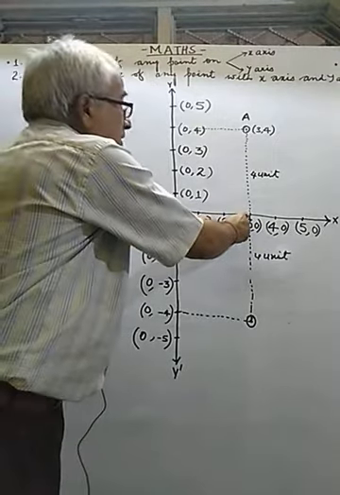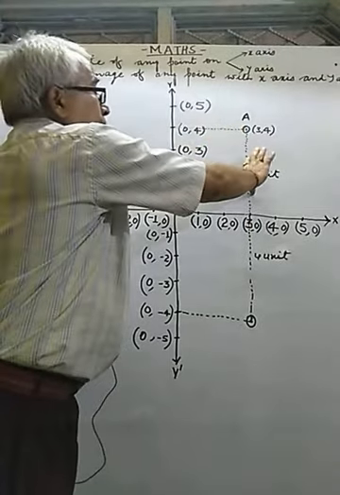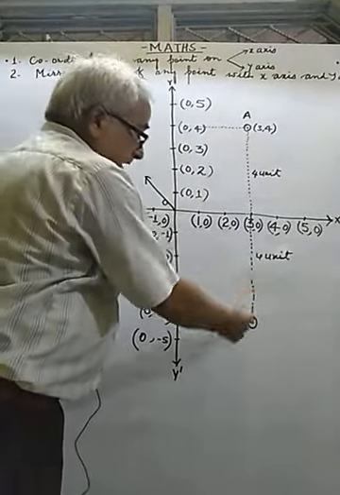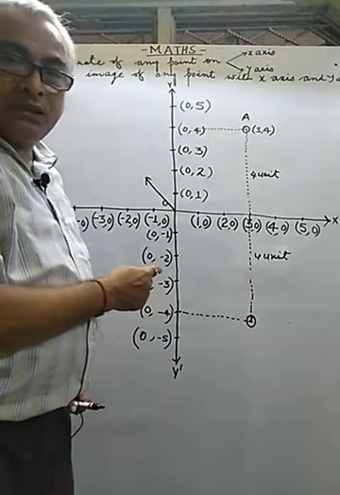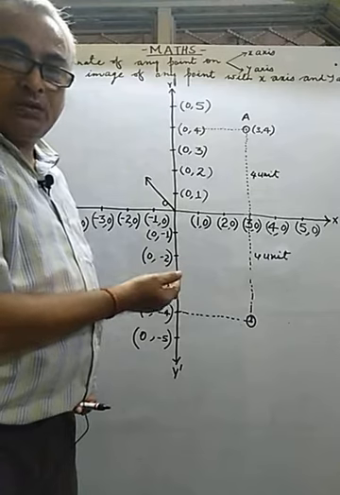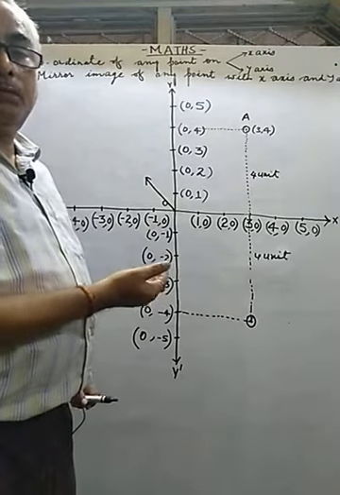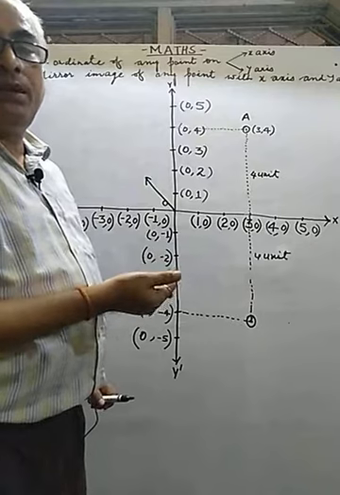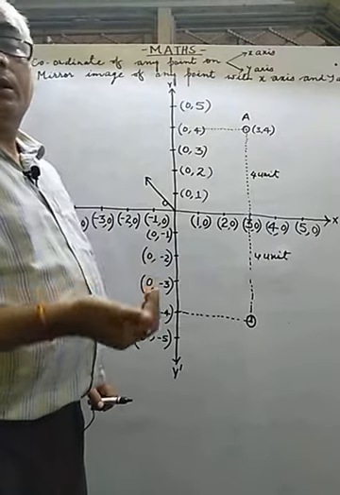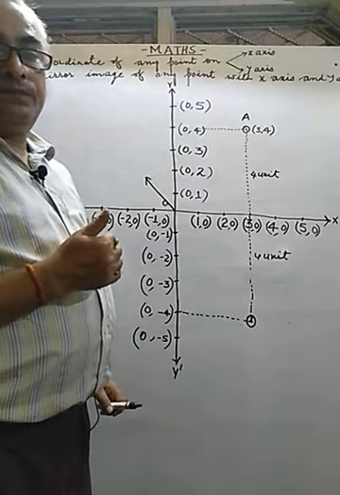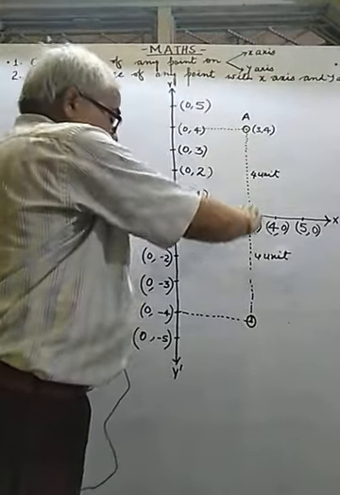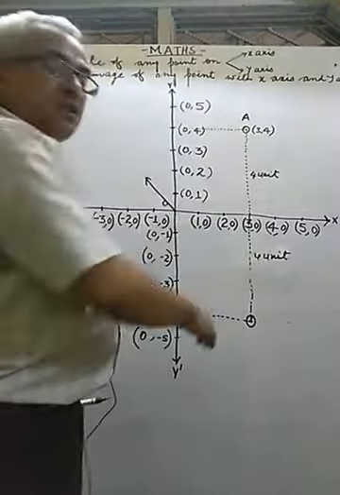Now the distance from mirror to object is 4 units. So the distance from mirror to image will also be 4 centimeter or 4 units. It depends upon the unit taken. It may be centimeter, it may be millimeter, it may be kilometer. It depends upon what unit is being taken here. If 4 steps are there, then this will be 4 steps. It depends upon in which unit it is measured.